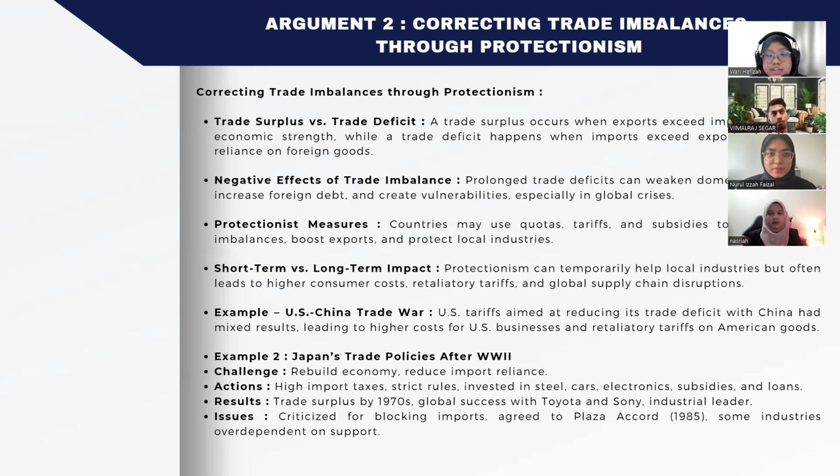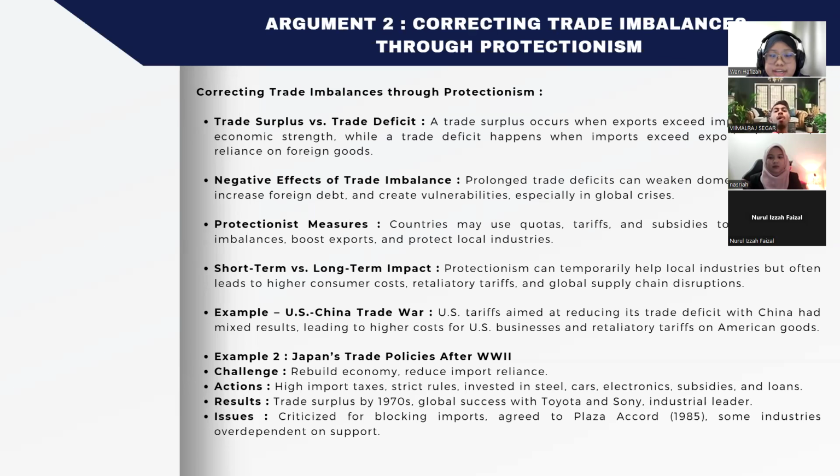For the next argument, protectionist policies are often used to correct trade imbalances between countries, particularly when a nation faces a trade deficit. A trade deficit occurs when a country imports more than it exports, increasing reliance on foreign goods. This imbalance can weaken domestic industries, reduce local production capabilities, and lead to greater foreign debt. Additionally, it may create vulnerability, especially in times of global crisis or geopolitical instability.